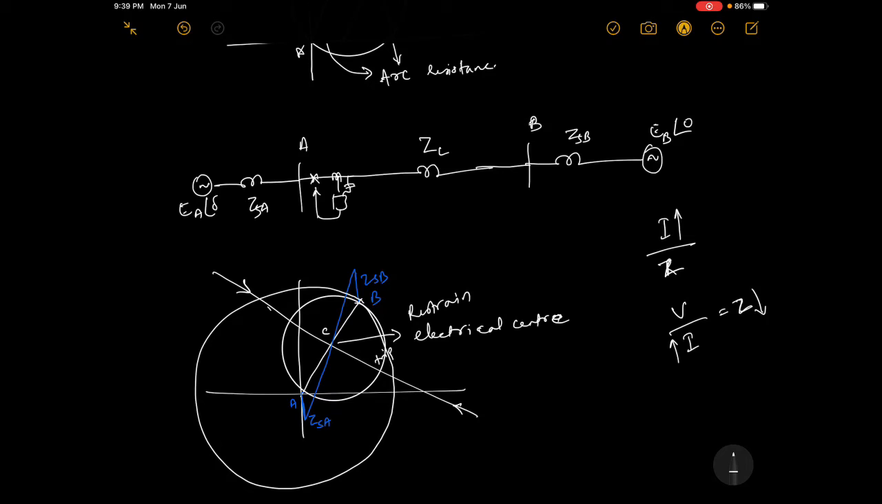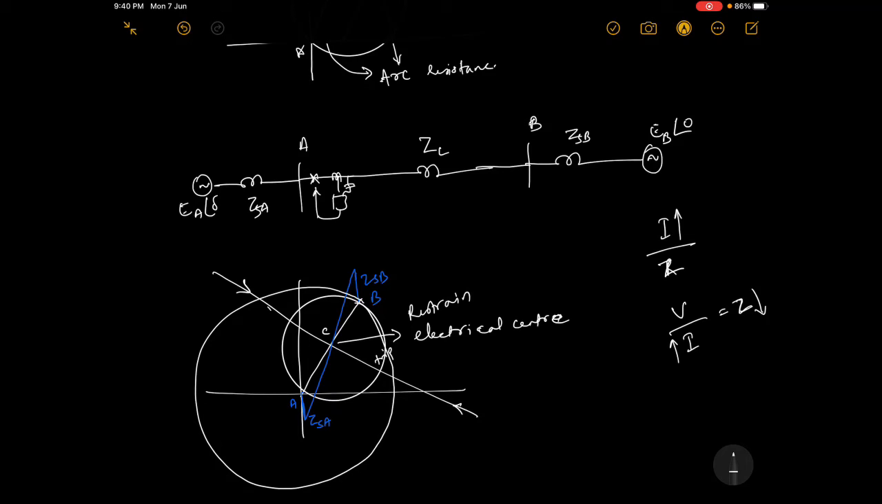To overcome these power swings, we go for special relays known as blinders. We call them blinders to prevent the operation on power swing. None of the relays that we have seen are immune to the power swings.